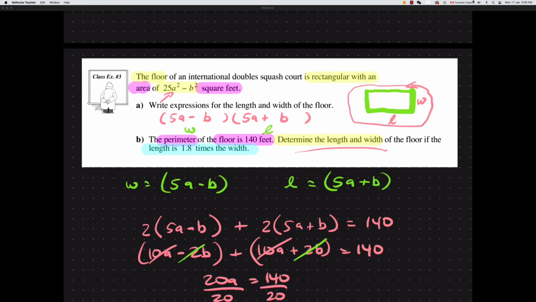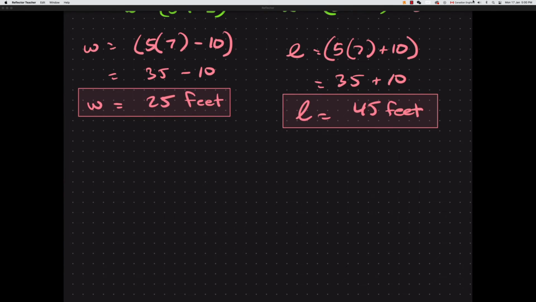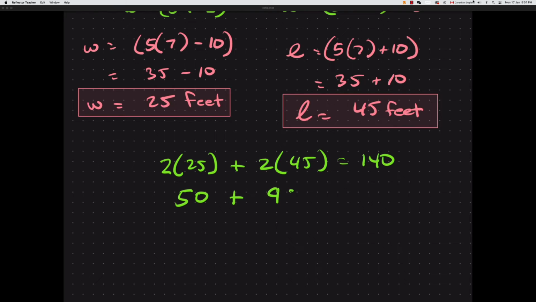Well, I could always go back and check out this perimeter. So I know that 2 times the length and 2 times the width is equal to 140. So I can just do a quick check. So 2 times the width, which is 25, plus 2 times the length, which is 45, should equal 140. So I get 2 times 25, which is 50, plus 90 equals 140. 140 equals 140, and we're good. There we go.